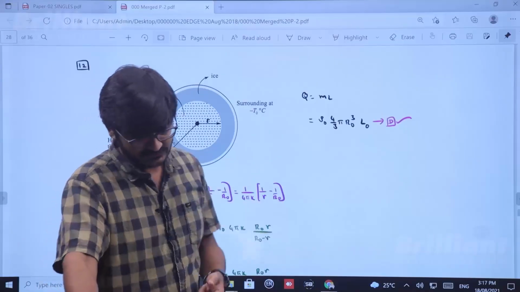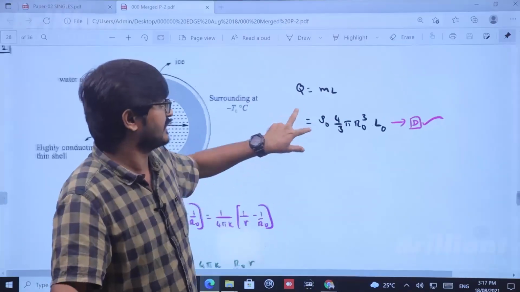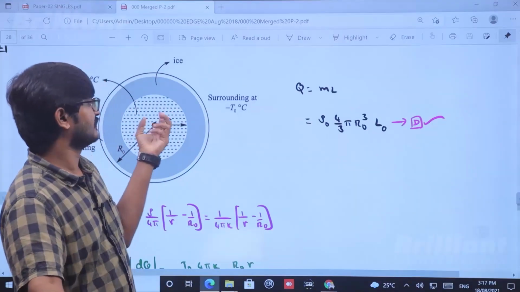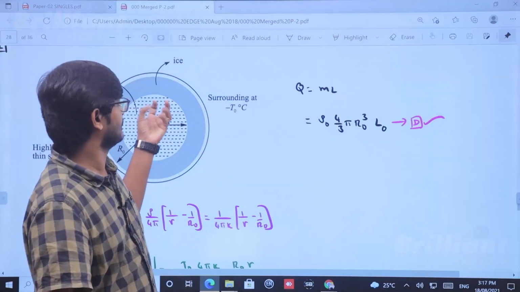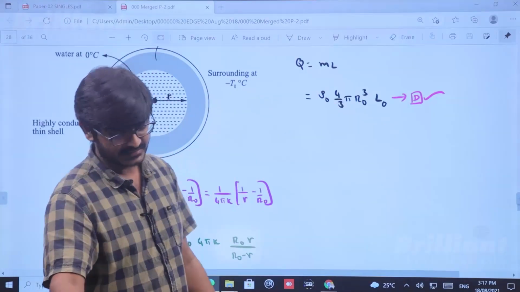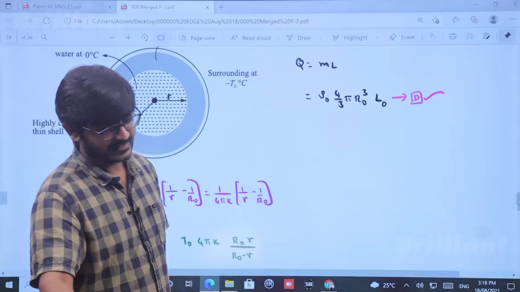All they are asking is what is the total heat released, right? Total heat released will be M into L, because the water will be converting into ice, so the heat will be released. M into L, you can directly get it. Now they are asking the time taken.